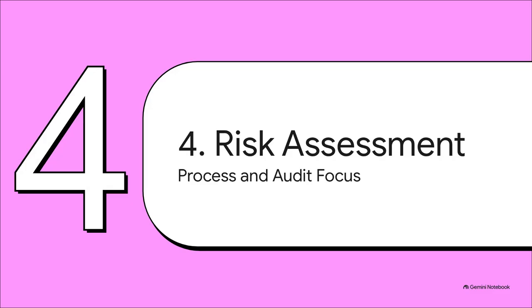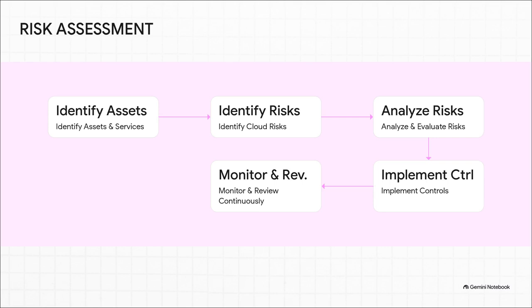Section 4. The risk assessment process. Number 8. Cloud risk assessment process. This is a highly logical, chronological flow. Step 1. Identify assets and services. Step 2. Identify cloud risks. Step 3. Analyze and evaluate risks. Step 4. Implement controls. And Step 5. Monitor and review continuously. Now pay attention to this specific audit focus at the bottom. Evaluate cloud policies, risk assessments, security controls, monitoring, and compliance with agreements and regulations.